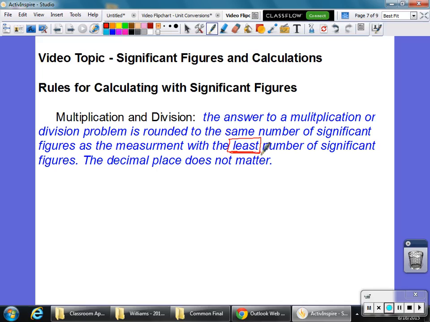For example, let's say I tried to take 4.75 meters times 112.6 meters. In this case, when you first do the multiplication, you get 534.85 meters squared as a calculator answer. But that can't be our final answer because there's more significant figures than in our measurements, and we're only as good as our least accurate measurement.